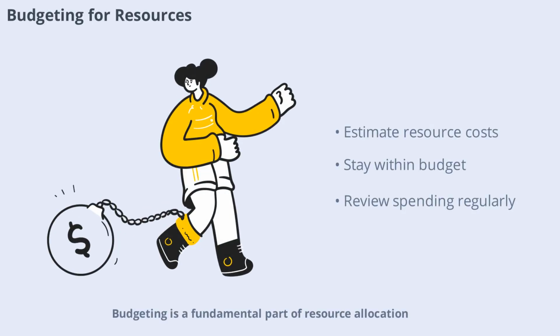Budgeting is a fundamental part of resource allocation. Estimate the costs associated with each resource and ensure that your allocations fit within the project's budget. Regularly review spending and adjust allocations as needed to avoid overruns. Effective budgeting helps you make the most of your available resources.